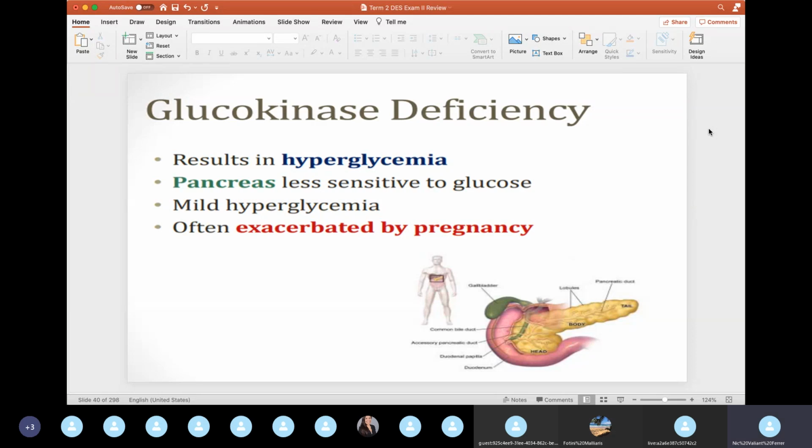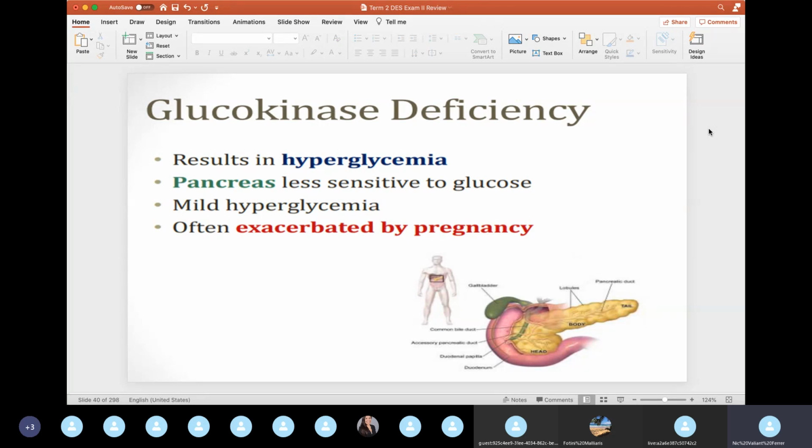So what if I don't have glucokinase? Is this bad? Yes, remember, it's a sensor. It senses your blood glucose concentration. So if I have a glucokinase deficiency, what happens? I cannot sense an increase in blood sugar, right? It results in hyperglycemia.